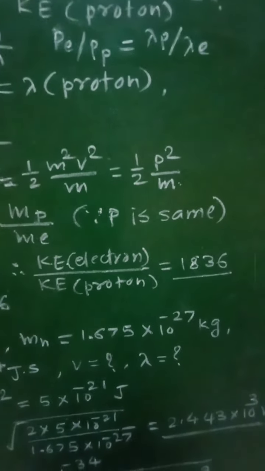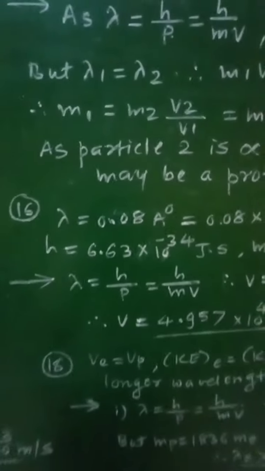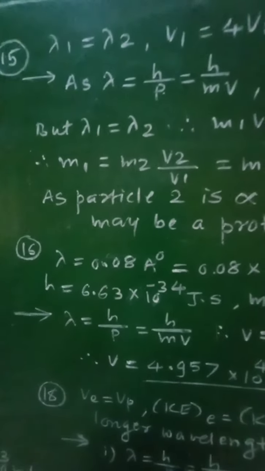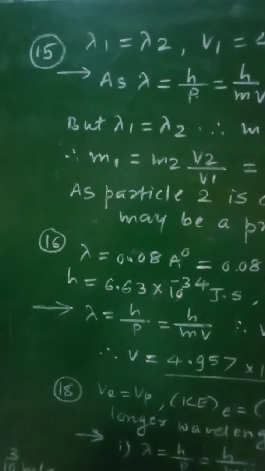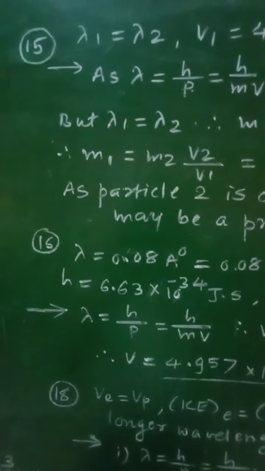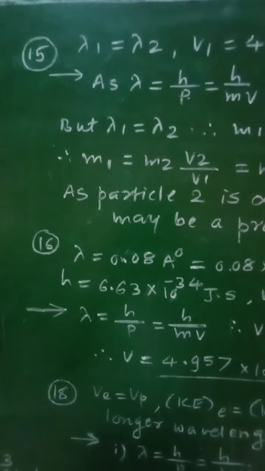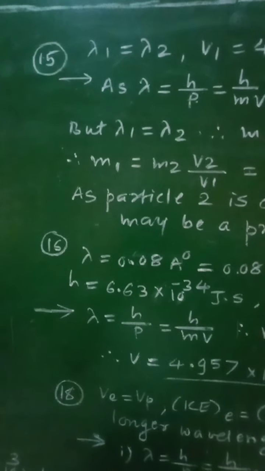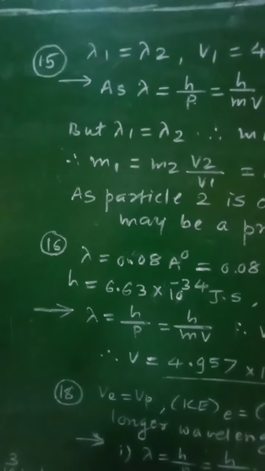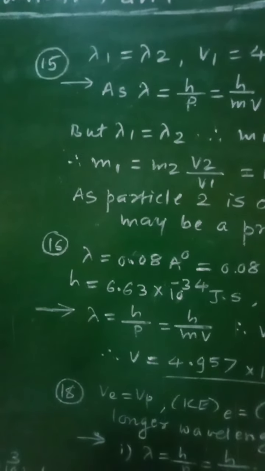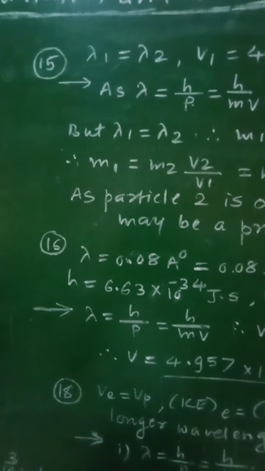Now let us see the next numerical, numerical number 15, which is given as: two particles have the same de Broglie wavelength and one is moving 4 times as fast as the other. If the slower particle is an alpha particle, what are the possibilities for the other particle?